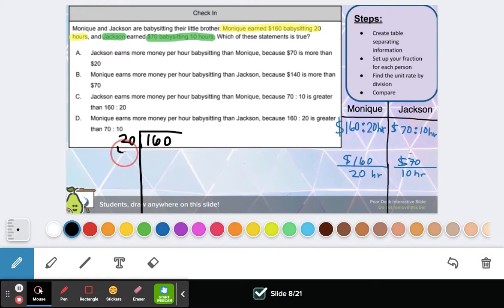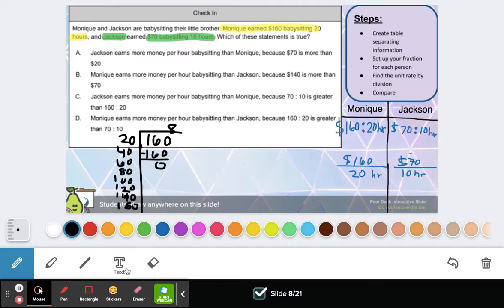20, 40, 60, 80, 100, 120, 140, and 160. Okay. So 20 can go into 160 1, 2, 3, 4, 5, 6, 7, 8 times. So 20 times 8 gives me 160. I subtract and I get 0.